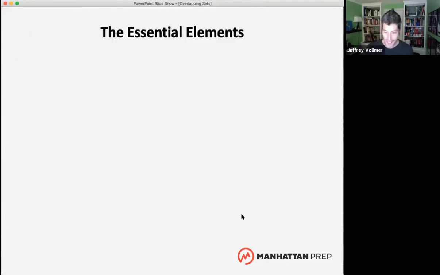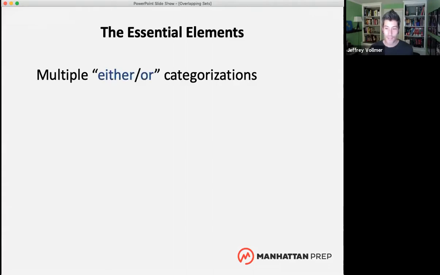All right, so the essential elements for overlapping set problems. Really essential element, depending on how you look at it. You need what I'm going to call multiple either-or categorizations. Yeah, that sounds very technical. What does that really mean? Let me give you an example.